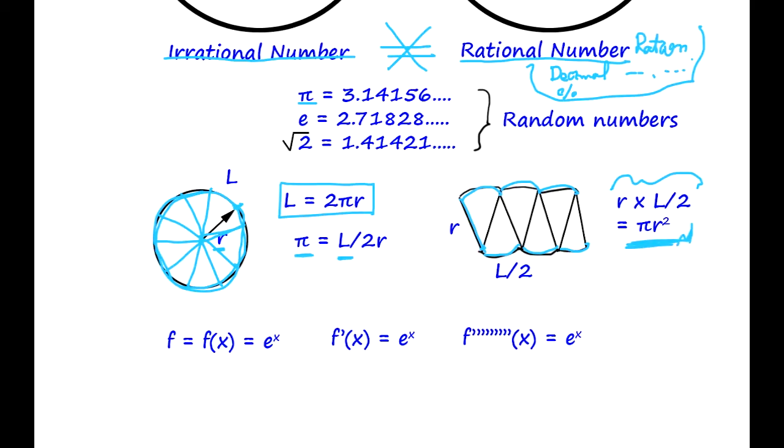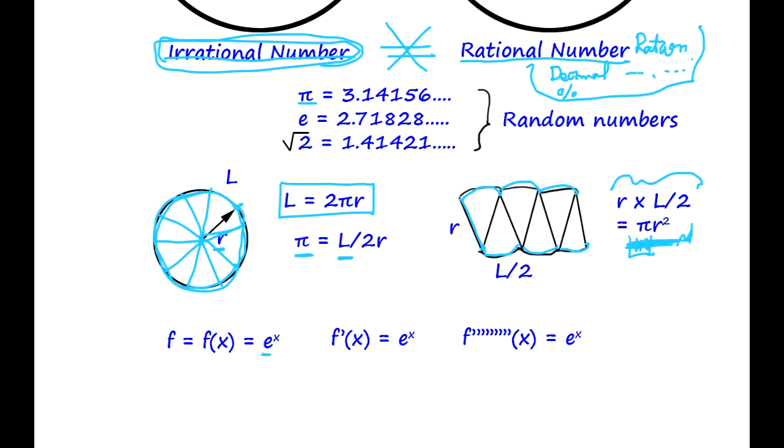So pi is a magic number again. Even for area, we need pi. That's why this number becomes special. Well, you can create any numbers. There are an infinite number of irrational numbers. You can create any. One of them is e.